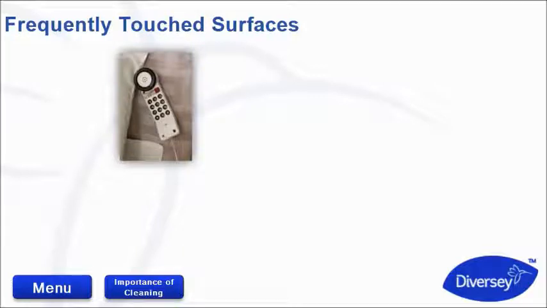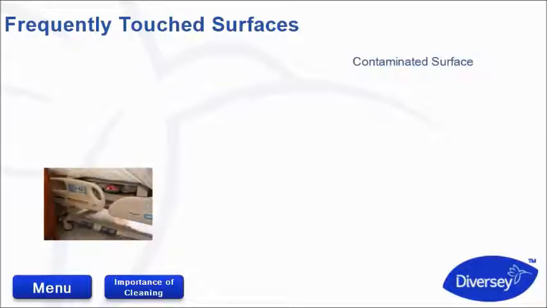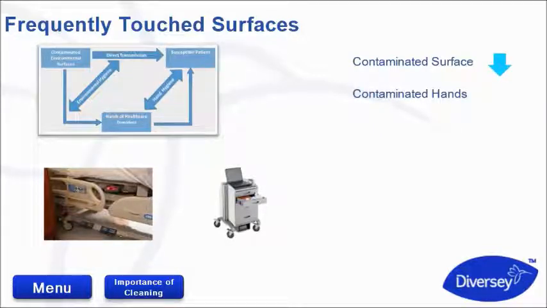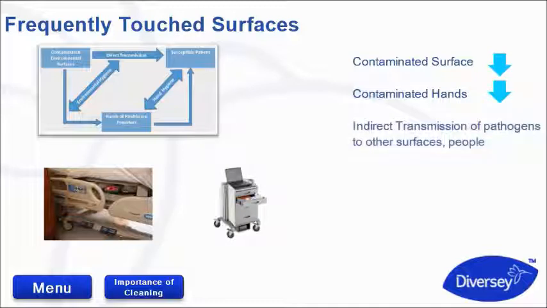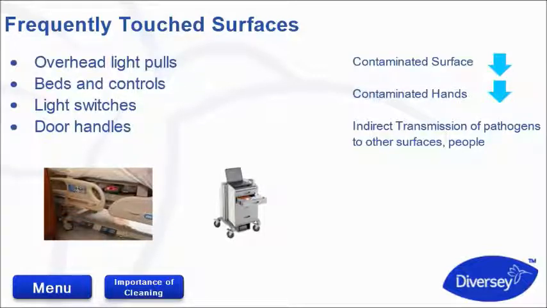Just because a surface looks clean doesn't mean it is clean. Research has shown that frequently touched surfaces such as bed rails and controls and supply carts can play a role in contaminating the hands of healthcare personnel. Contamination of hands can lead to transmission of pathogens to other surfaces or patients. This is why the cleaning and disinfection of all the surfaces in the room, especially the frequently touched surfaces, is critical to patient safety. To protect yourself, it's important that you follow safe work practices and properly prepare before cleaning a patient room or surrounding areas.